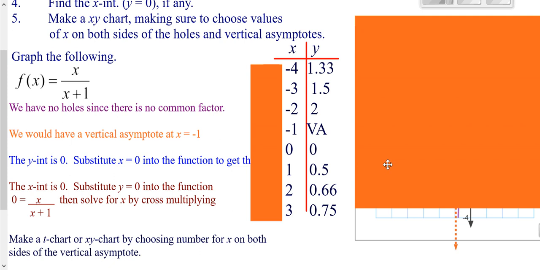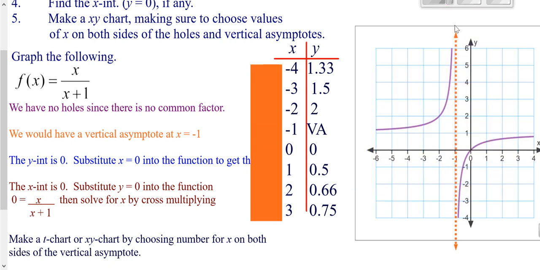Then all you have to do is plot your points and sketch in your graph. Here's your vertical asymptote, and your graph would be similar to this. By the way, this one here would happen to have a horizontal asymptote at y equals 1, even though we were not asked to find it.